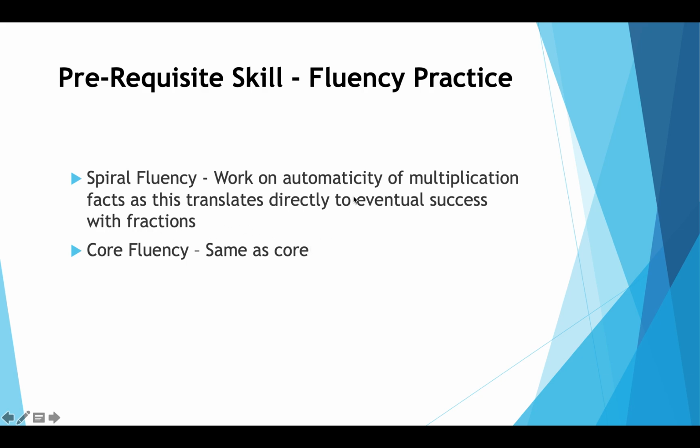The prerequisite skill or fluency practice for this specific mission is to work on automaticity of multiplication facts, as this translates directly to eventual success with fractions. As you continue to work on fractions, without automaticity of their facts, that learning is going to become more and more difficult. Core fluency is the same as spiral, actually, not the same as core.